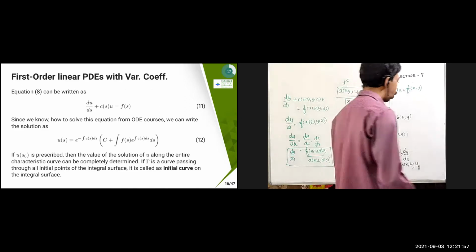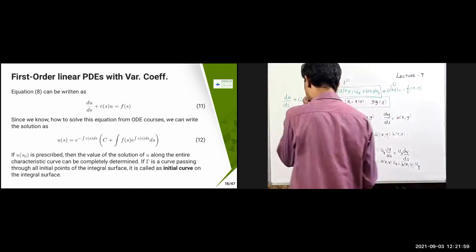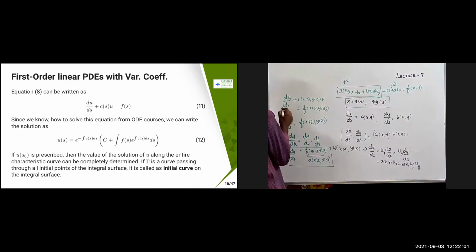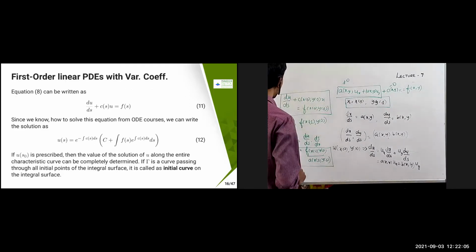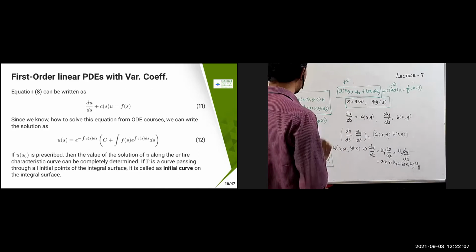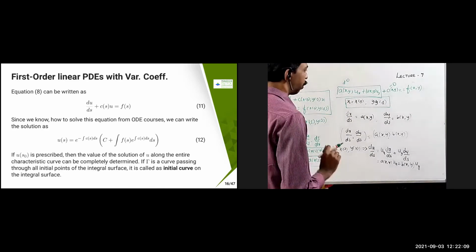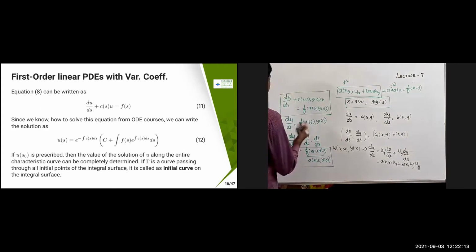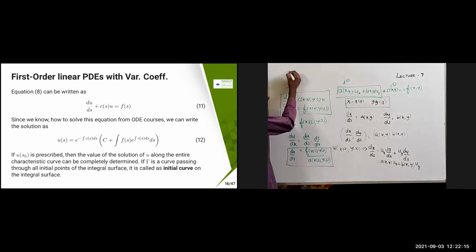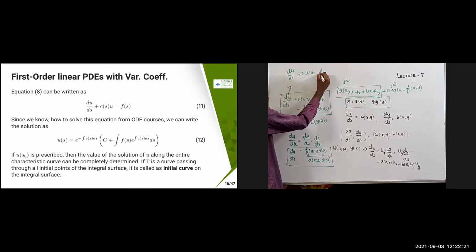Okay, so how do we solve this problem? Let us forget about c equal to 0. How do we solve this problem? du/ds plus cu equal to f. So again, same thing. I can write this problem as du/ds plus c of s into u equal to f of s. I can write it because everything is a function of s.